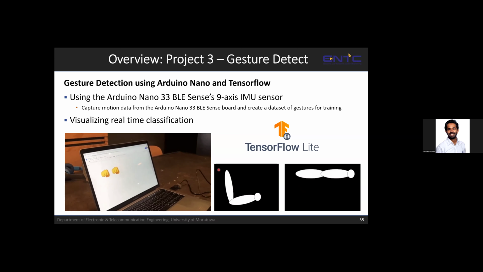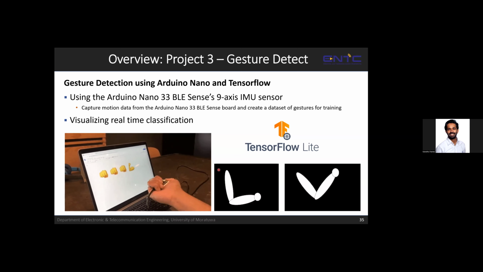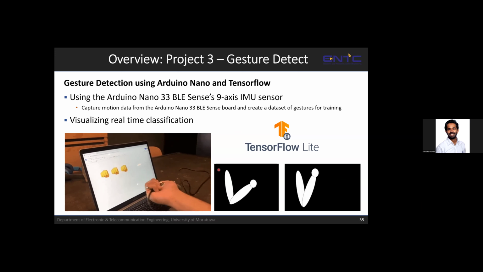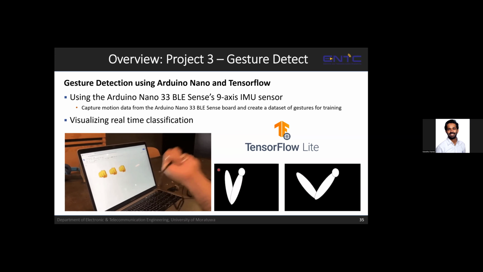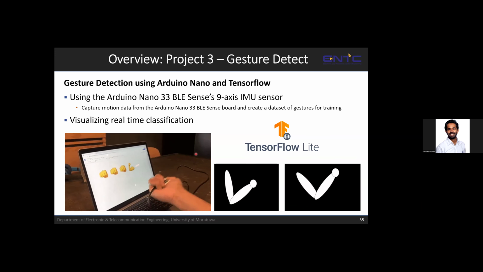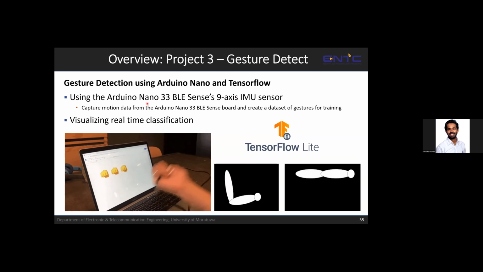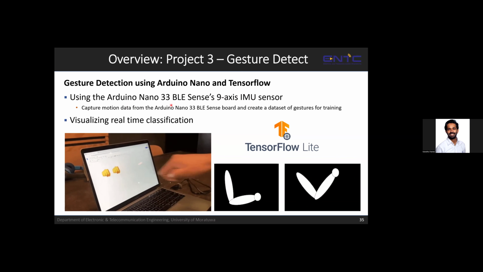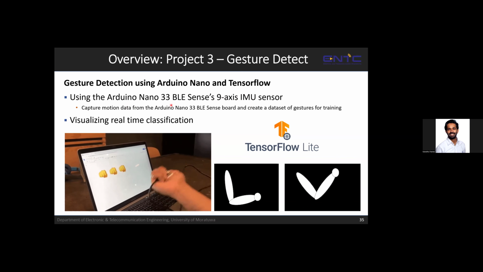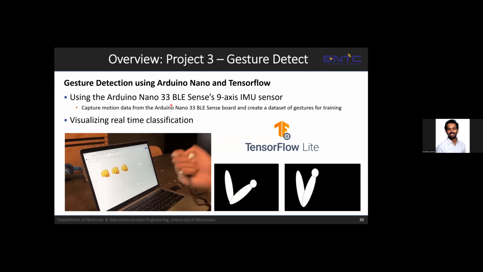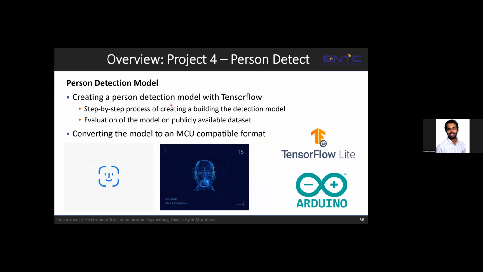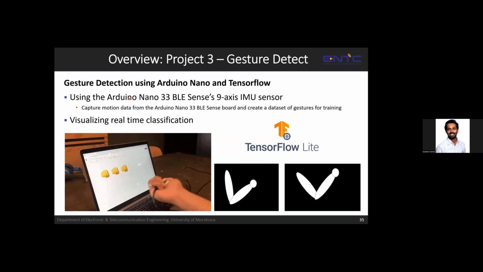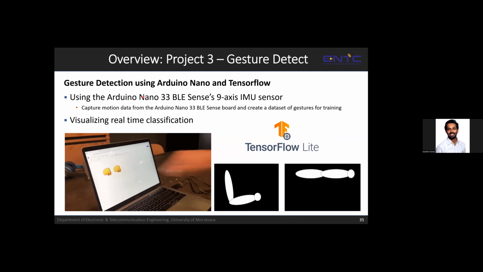So remember I showed you how the Apple Watch, the gesture recognition works. We are trying to implement something similar. In the gesture recognition task, we are going to use the IMU sensor that is available in our Arduino Nano. Through the IMU sensor, we'll be able to detect the movements. And depending on the type of movement, we classify it as one gesture versus the other gesture. So we'll develop the model and then we'll optimize it to our Arduino Nano, deploy that and see.